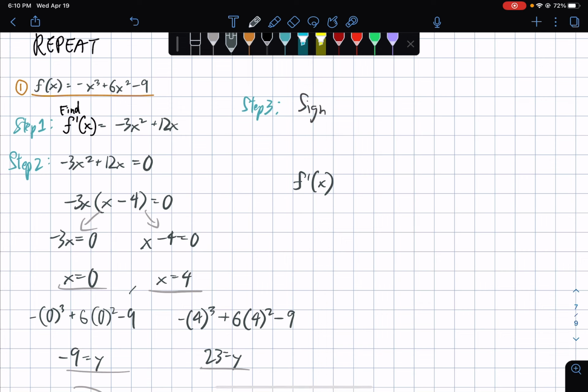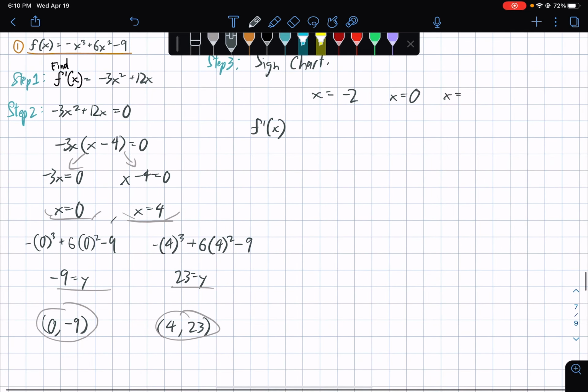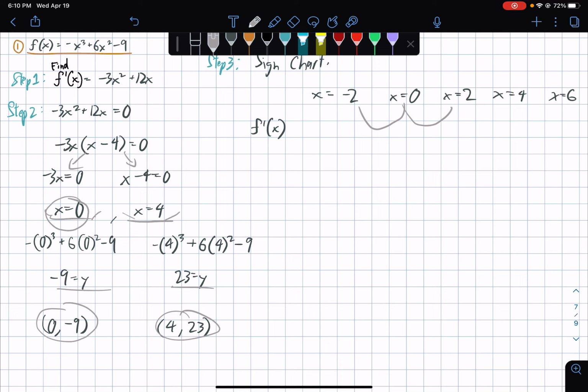So again, in step 3, we're going to make the sign chart. The sign chart is basically this kind of table. So given that we have x equal to 0 and x equal to 4, for 0, we surround it with numbers 2 points away from it, so negative 2, and then we write the number itself, x equal to 0, x equal to 2, x equal to 4, x equal to 6. So for the x equal to 0, it is surrounded by negative 2 and positive 2. For positive 4, it's surrounded by positive 2 and positive 6. So that's how we label the test points.